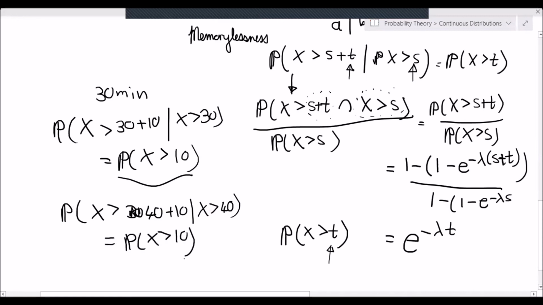The distribution doesn't care how long we have waited already. Your mother doesn't care how long you've waited already. The probability that she's going to make you wait for more than 50 minutes, given you've waited already for 40 minutes, is going to simply be the probability that your waiting time is greater than 10. So that's the memorylessness. So that wraps it up for the exponential distribution.